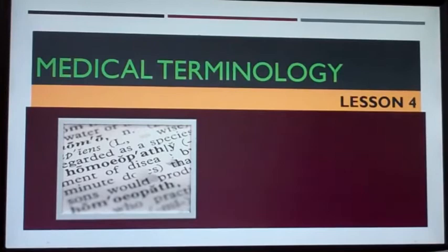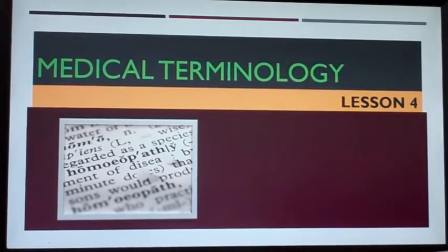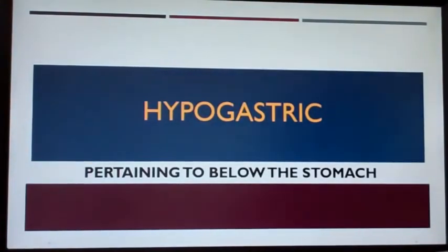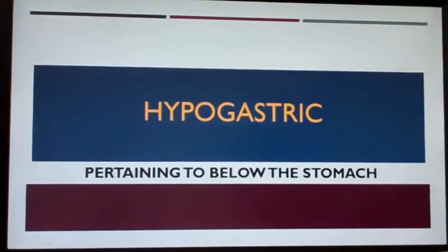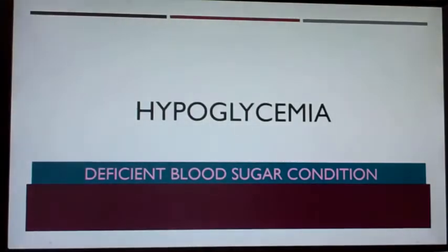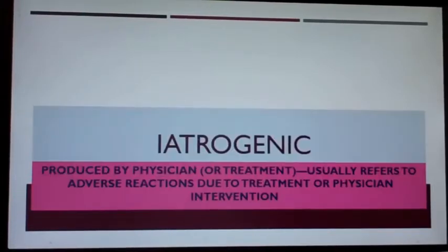Medical terminology, lesson 4. Hypogastric, pertaining to below the stomach. Hypoglycemia, deficient blood sugar condition. Iatrogenic, produced by physician or treatment, usually refers to adverse reactions due to treatment or physician interference, or physician intervention, rather.